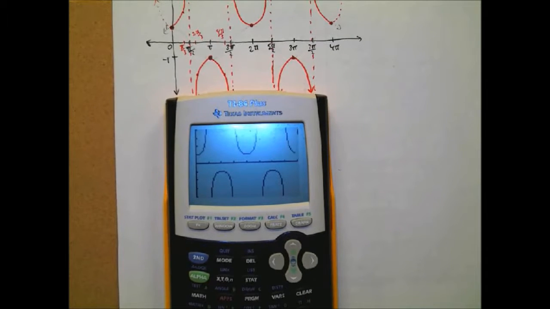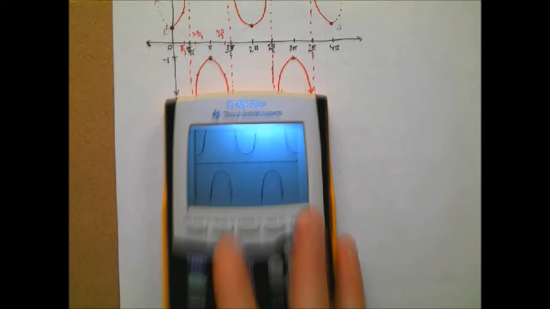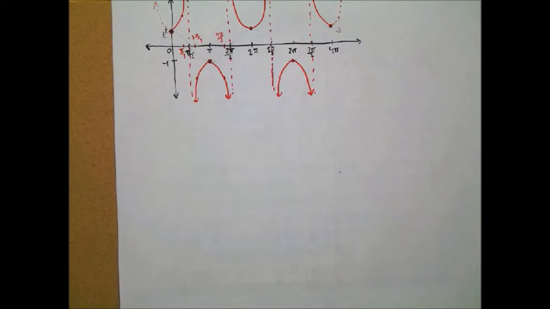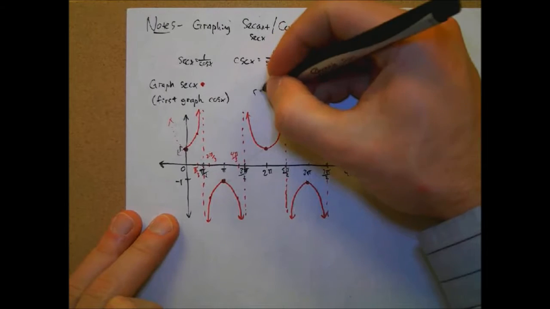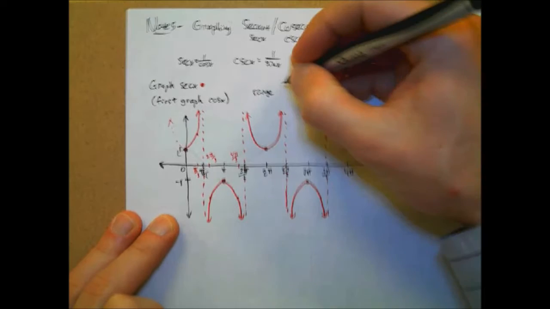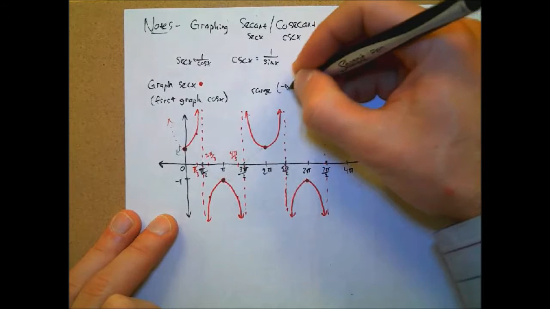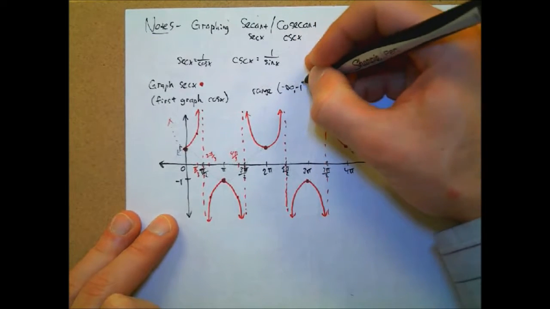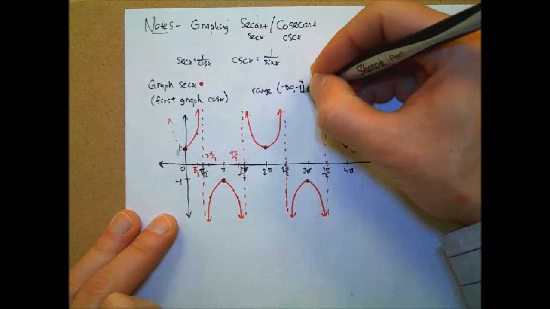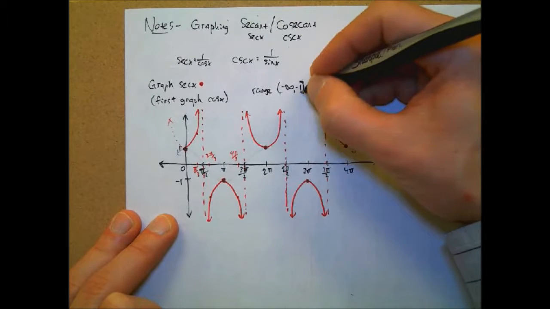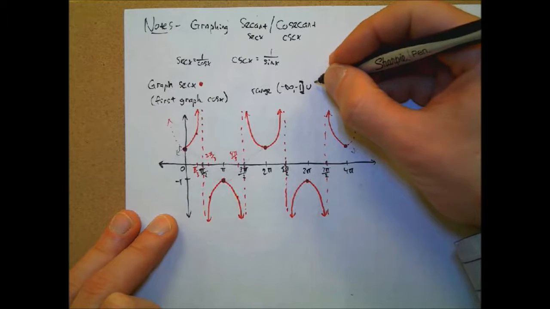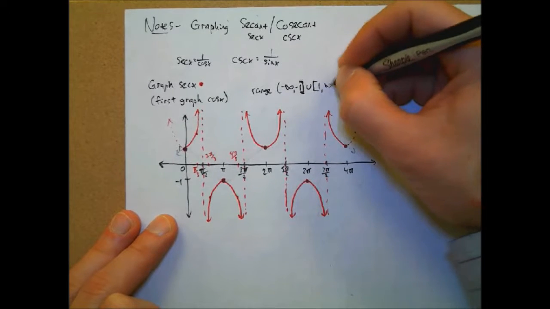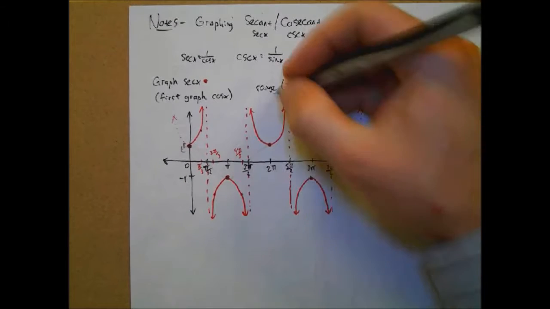Okay. So what's the range for this? What's the range for secant here? So yeah, negative infinity to negative 1. Oh, and we do get to negative 1, so I should include it there. Range is negative infinity to negative 1, union, what else? 1 to infinity. Okay, so that's our range here. How interesting.